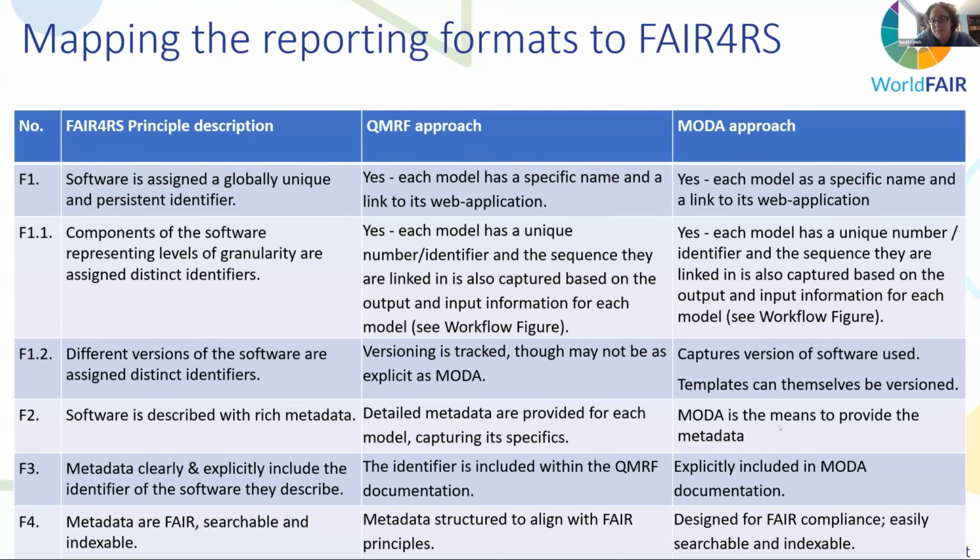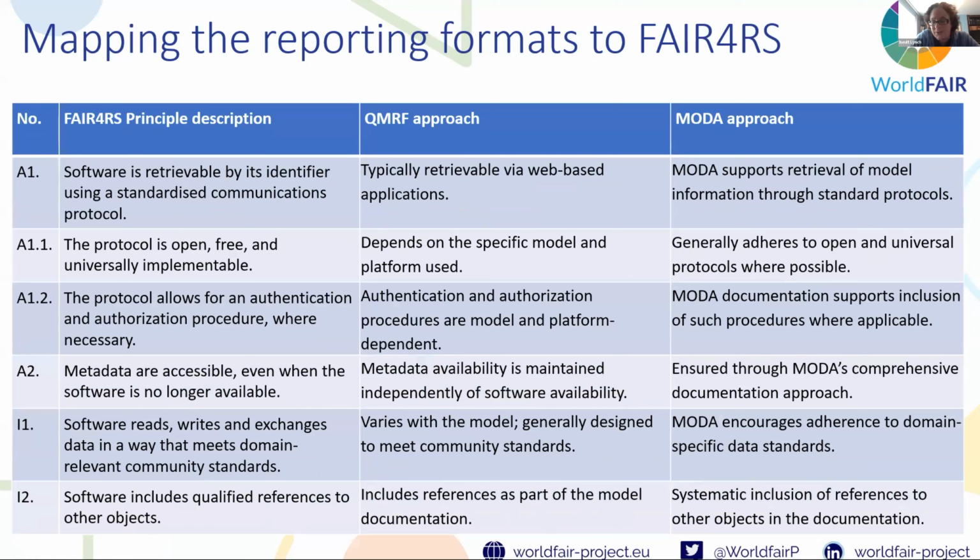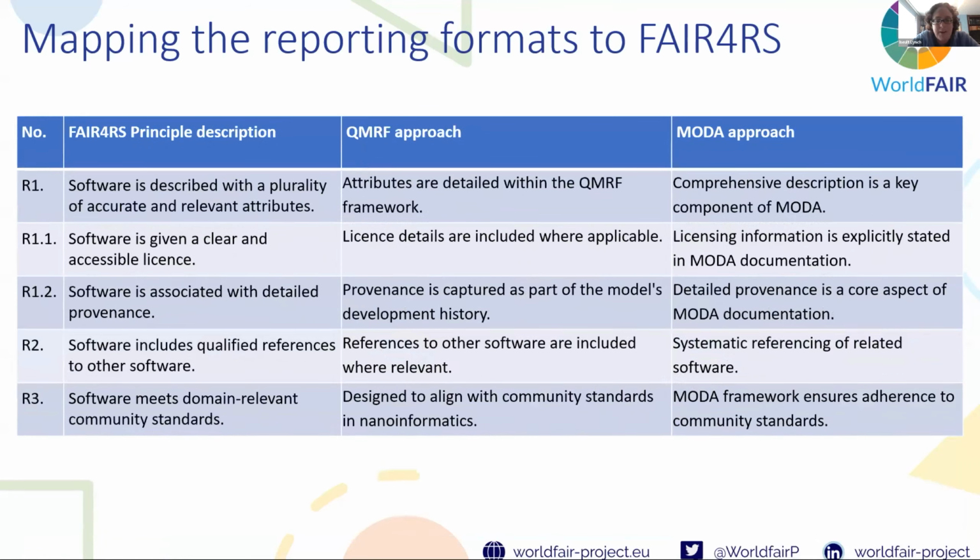So it allows us to see how these standards can help us make our models fair. So we've done that also for the A and the I principles. There you can just see very briefly. I'm not going to, because of time, go through everyone, but I just wanted to show you that we've done this mapping, and that in both cases, both of these standard or pre-standard approaches really do help us to make our nanoinformatics models and the software FAIR.